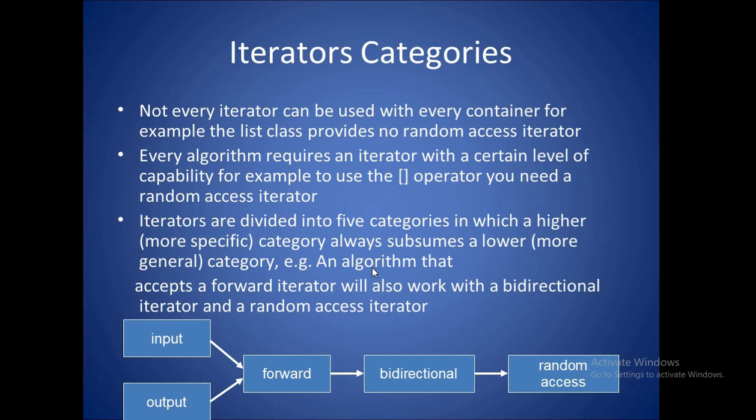For example, the list class provides no random access iterator, because the list class does not have random access, so the random access iterator is not supported. Every algorithm requires an iterator with a certain level of capability. For example, to use the [] operator, you need a random access iterator. So iterators are divided into five categories.